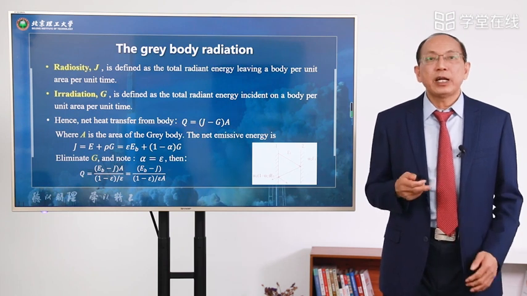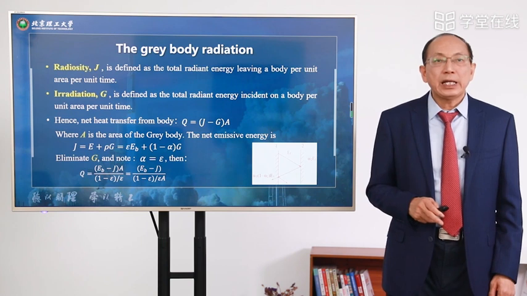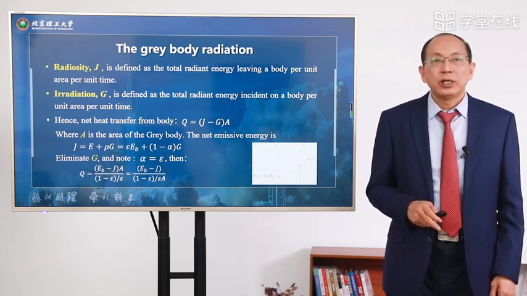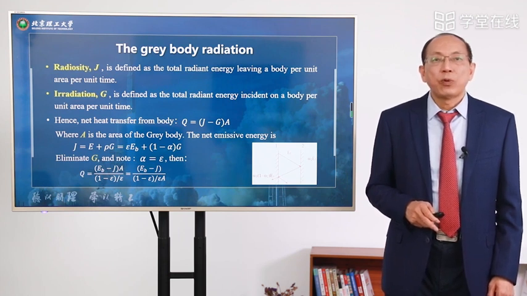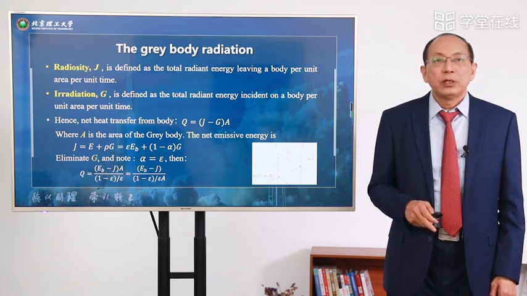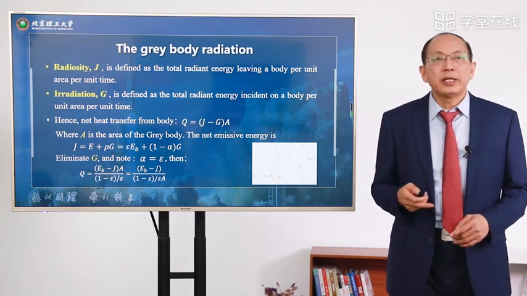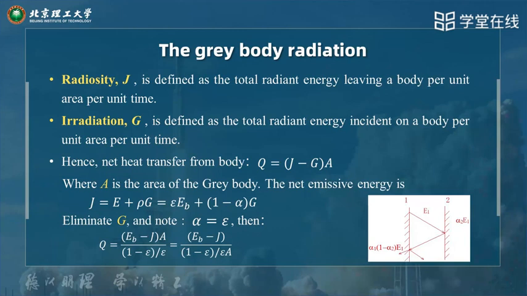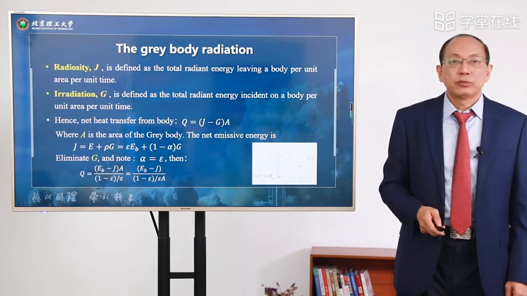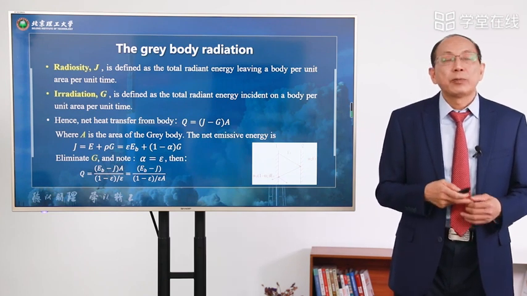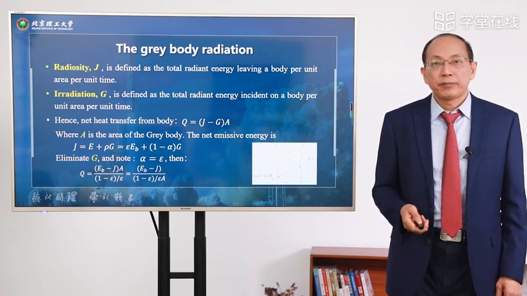The net emissive energy is J equals E plus rho G, which equals epsilon EB plus 1 minus alpha times G. From these two equations, we can eliminate G. We obtain Q equals EB minus J times A over 1 minus epsilon over epsilon, which equals EB minus J over (1 minus epsilon) divided by epsilon A. Notably, alpha equals epsilon; we know the absorptivity equals the emissivity for this system.